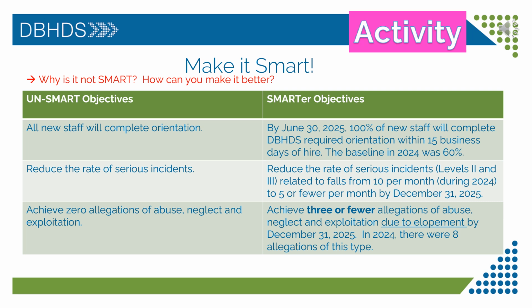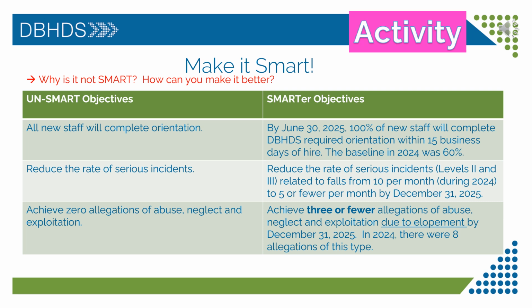We want to reduce the rate of serious incidents. Well, that is very vague. So a better one might be, we want to reduce the rate of serious incidents, level 2 and level 3, related to falls from 10 per month during 2024 to 5 or fewer per month by December 31, 2025. They've definitely made this more specific to falls, and they have a baseline there. It seems achievable and relevant and time-bound.